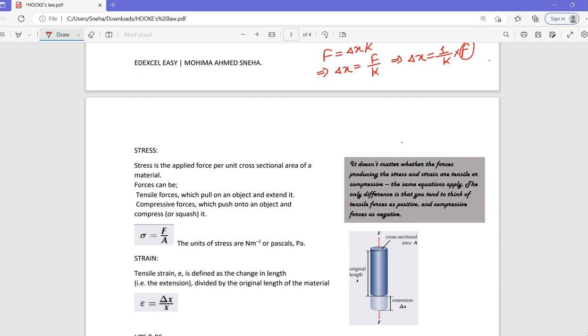Can anyone please tell me what that quantity was, whose equation was also force over area? Right, pressure. Now what would be the difference between pressure and stress? Is there any difference between pressure and stress?